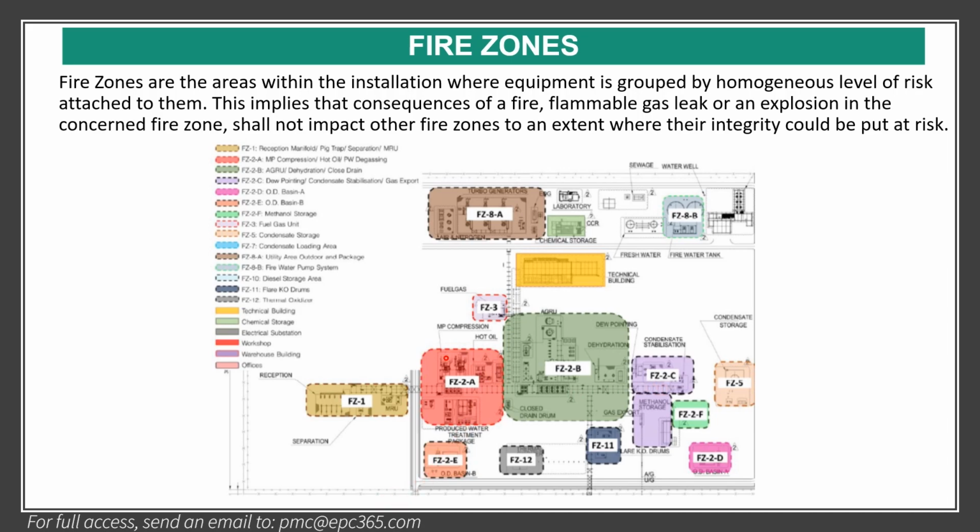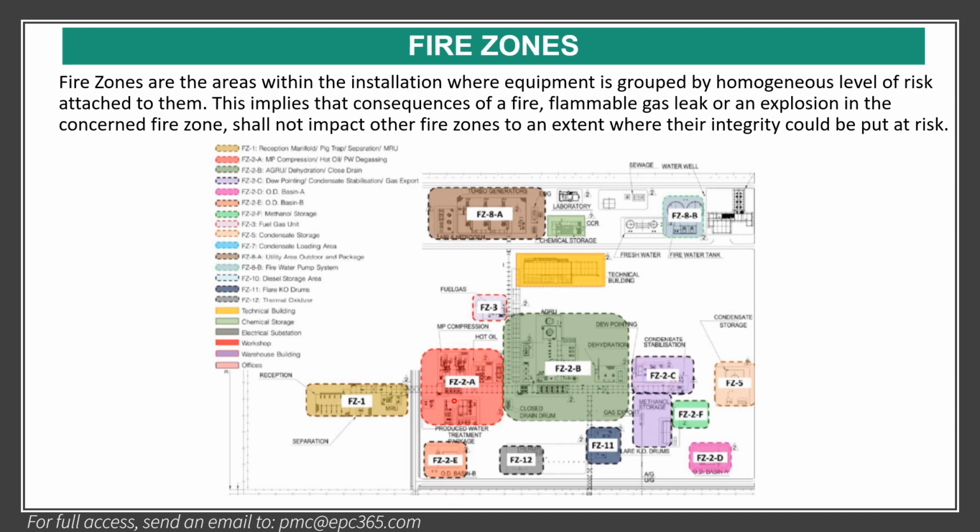Because if there is a fire happening here, which is the compression area, because of the safety distances, it will escalate to the hydration unit next to it. And the same thing, if there is something happening in the hydration unit, it will escalate to this dew pointing or compression area. So that's why we call them fire zone 2.